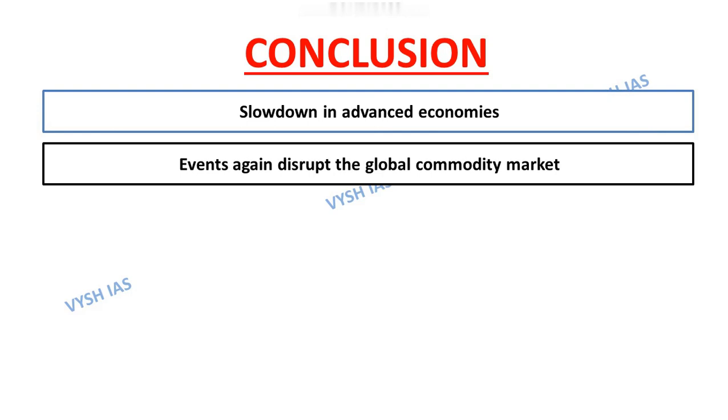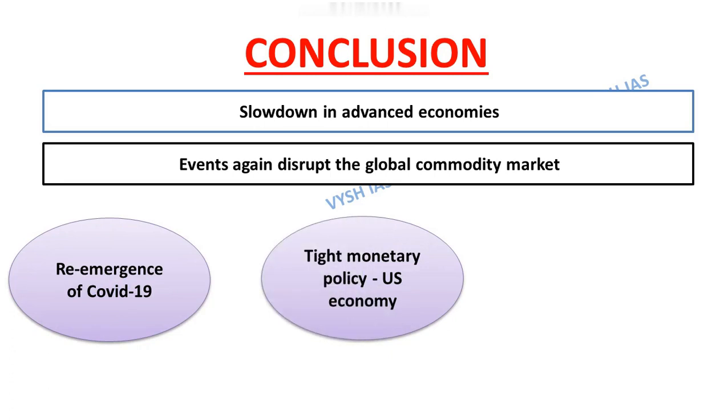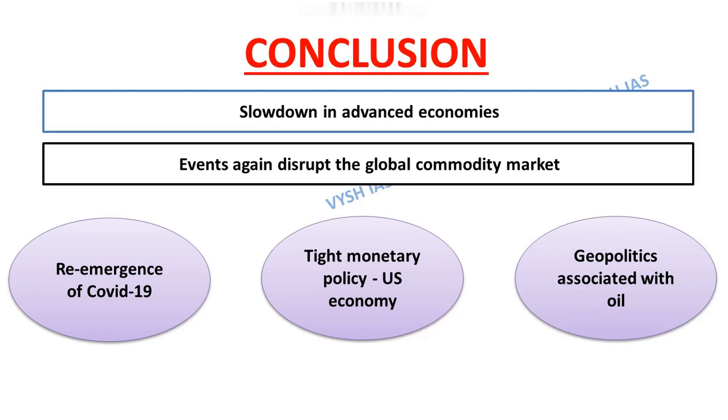However, the following events could again disrupt the global commodity market. Number one is the re-emergence of COVID-19 in China, which can trigger supply chain disruption. Number two is the probability of a soft landing, that is tight monetary policy. The other name of tight monetary policy is soft landing in the US economy. And the last one is geopolitics associated with oil, which can particularly affect India's imported inflation. So amid such challenges, it is expected that monetary and fiscal authorities will be as proactive and vigilant as they were during the pandemic.